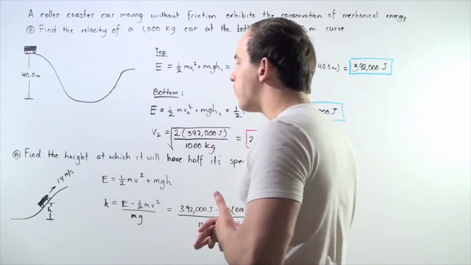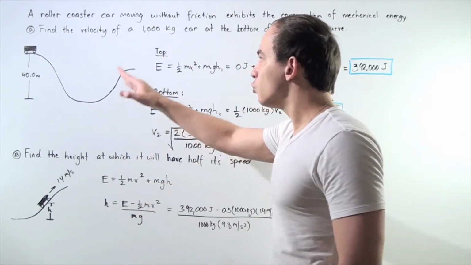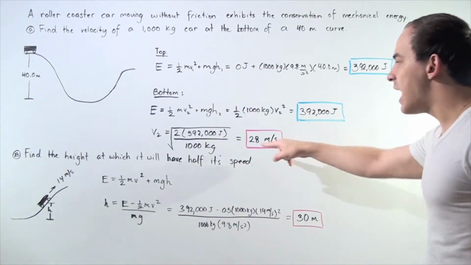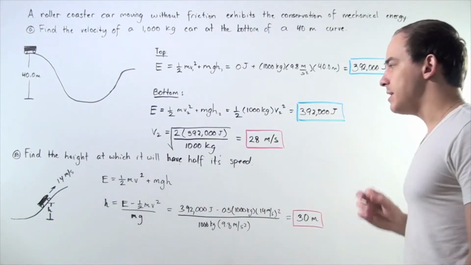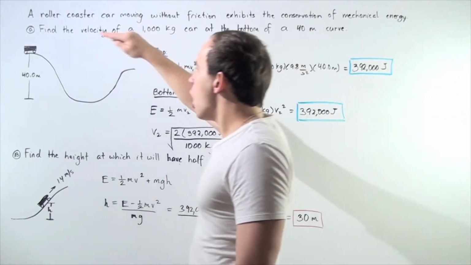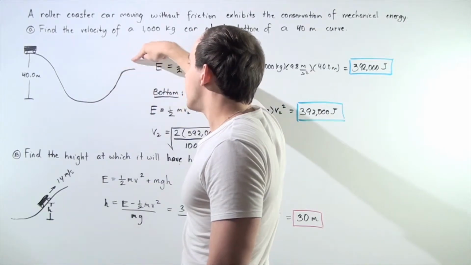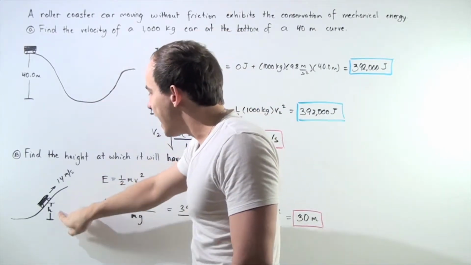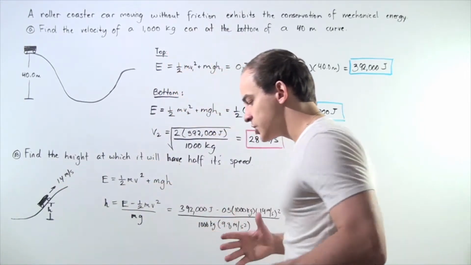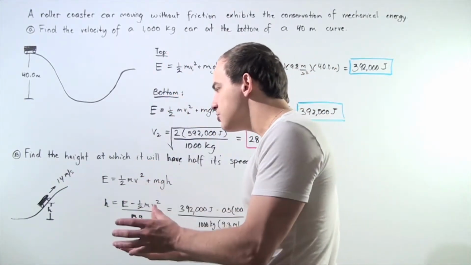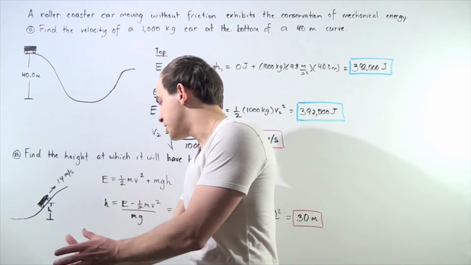Now, what about part B? We want to calculate the height at which our roller coaster car will have a velocity of half of 28 meters per second, so 14 meters per second. Our car goes all the way to the bottom and then begins to travel back upward, and we want to find the height at which it has a velocity of 14 meters per second. So some of that kinetic energy has now transformed into gravitational potential energy.